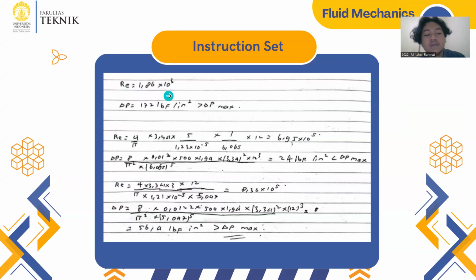1.86 times 10 to the power of 3, and for the delta P it is 172 lbf per inch square. It means that it is higher than the delta P max. For the Rn number, we can also get 6.95 times 10 to the power of 5. And then for the delta P, it's about 24 lbf per inch square.